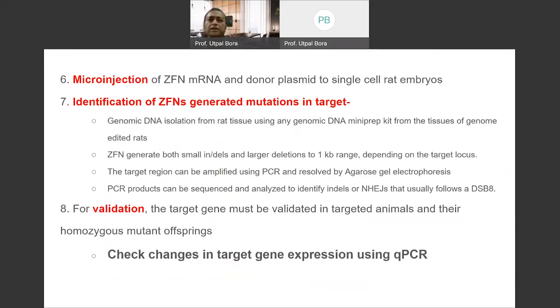Microinjection of Zinc-finger mRNA and donor plasmids was done into single rat embryos. I will of course not go into the details; this can be discussed in some other topic. Then you check the changes in the target gene expression using quantitative PCR.